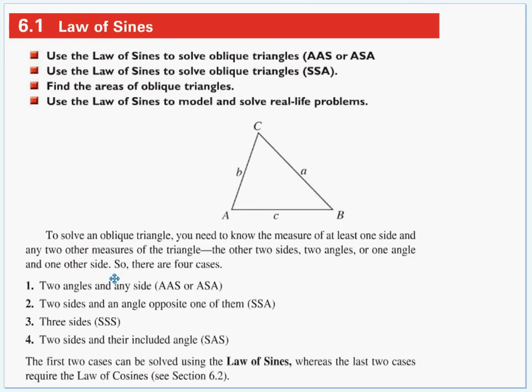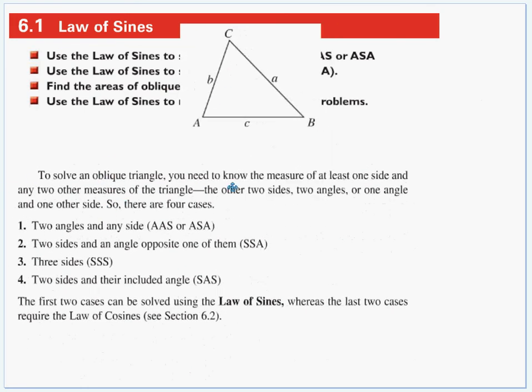So let's read what the book says here. To solve an oblique triangle, we need to know the measure of at least one side and any 2 other measures: 2 other sides, 2 angles, or 1 angle and another side. So we have 4 cases: angle, angle, side; 2 sides and an angle opposite one of them, side, side, angle; 3 sides, side, side, side; and 2 sides and their included angle, SAS. The first 2 cases, 1 and 2, we will solve with the law of sines. For numbers 3 and 4, in the next section, we will look at the law of cosines.